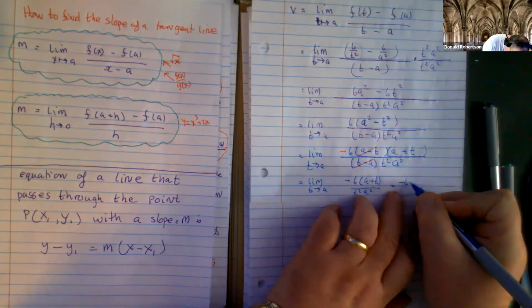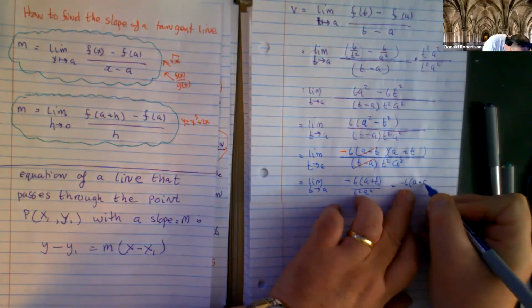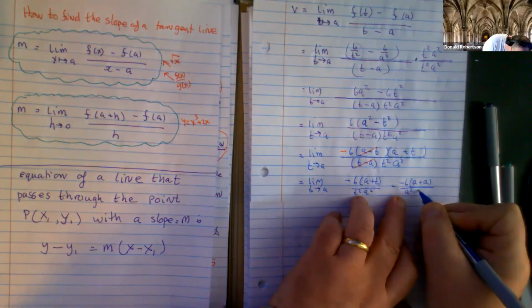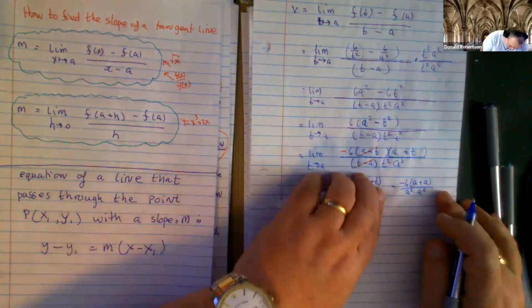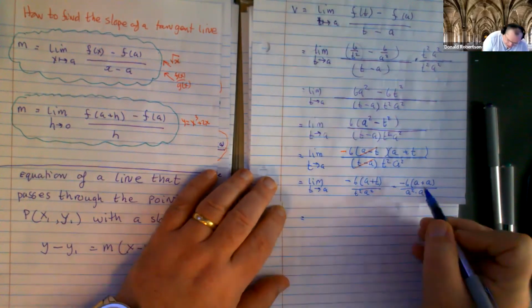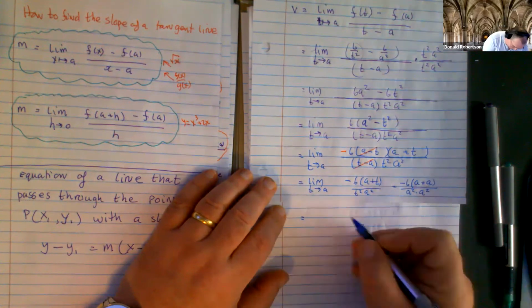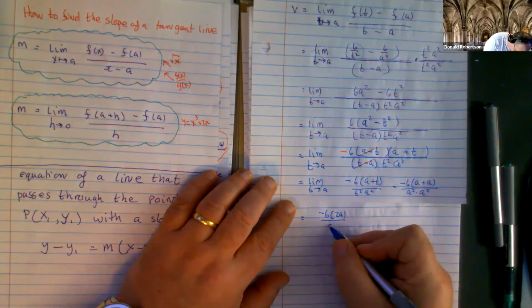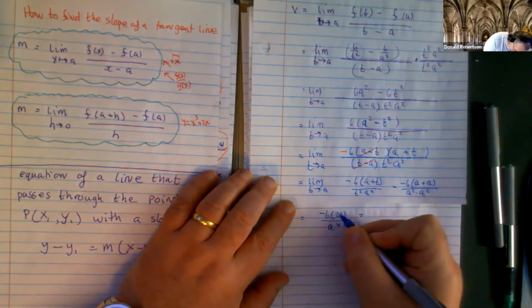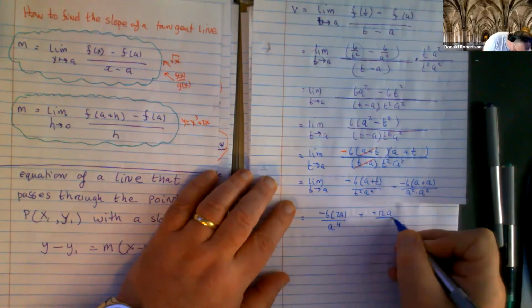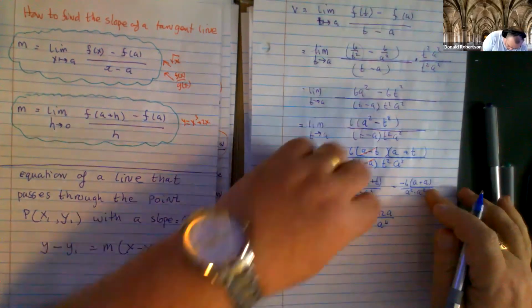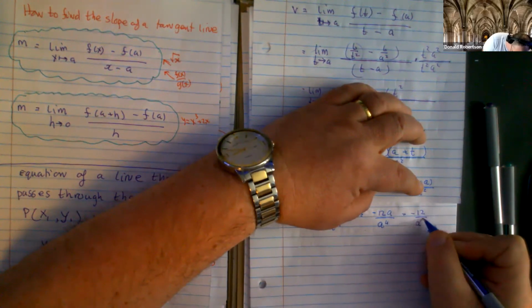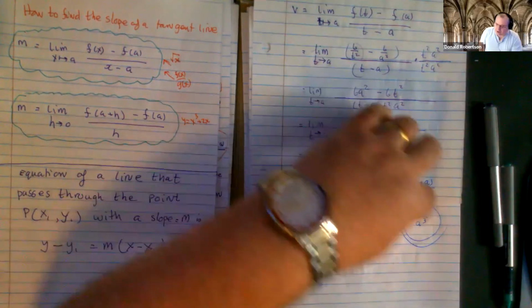So it's going to be -6 times a plus a, over, instead of t squared, a squared times a squared. A plus a is 2a. So that's -6 times 2a. And a squared times a squared is a to the 4. And these two guys get me -12a over a to the 4. And then I can cancel one of the a's. And bingo. We got it.